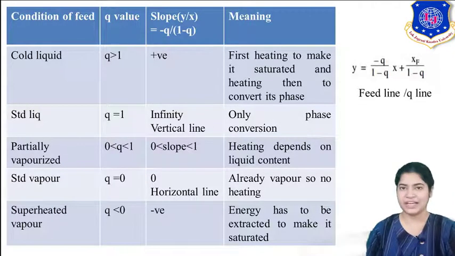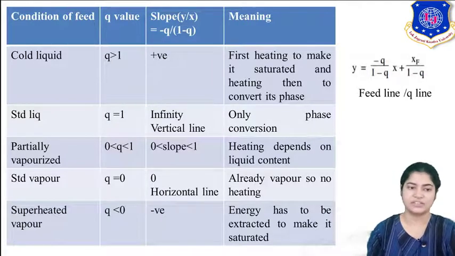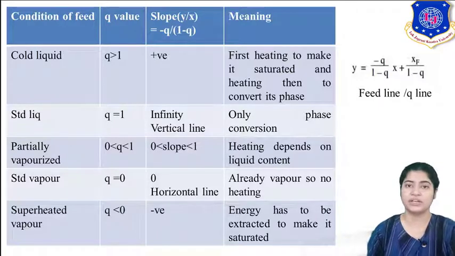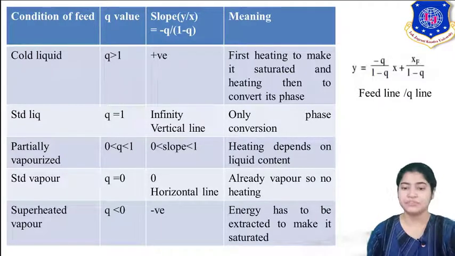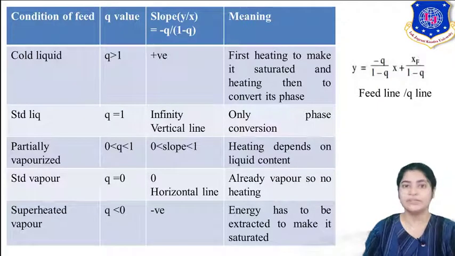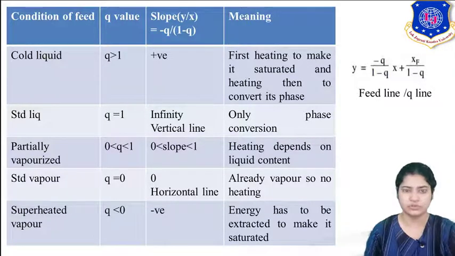So let's relate feed condition with the q value and the slope and its significance. First kind of feed is cold liquid. For cold liquid, q is more than 1. The significance is that first of all you have to heat your cold liquid up to its saturated condition. After it is converted into saturated liquid, then and only then it will be converted into saturated vapor. So here slope is minus q upon 1 minus q, which will result in a positive slope.